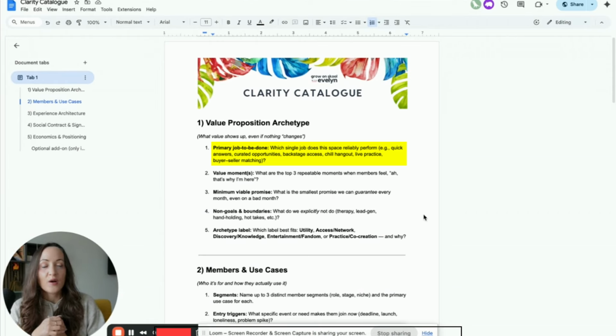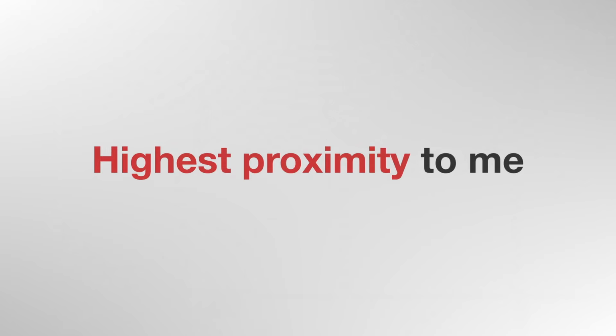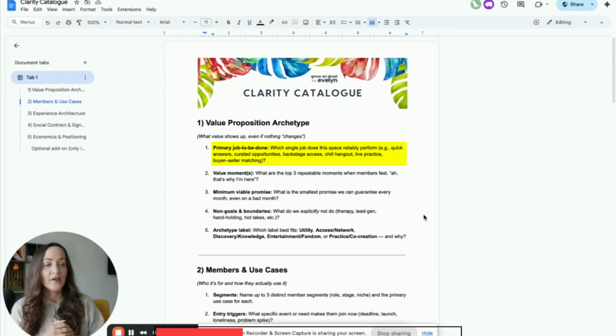The primary job that my community consistently performs is taking the members alongside my growth journey and bundling their focus around what I think they need to do next to grow in their business. It's basically highest proximity to me and a motivation and new opportunity vehicle by providing accessible learning experiences to them.